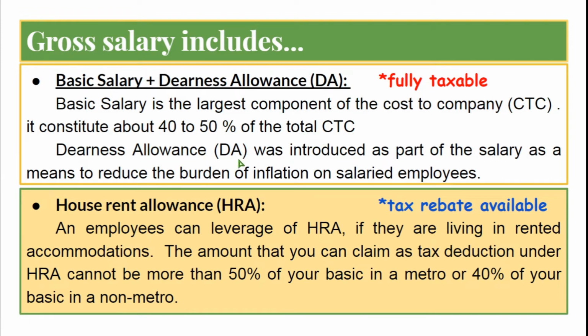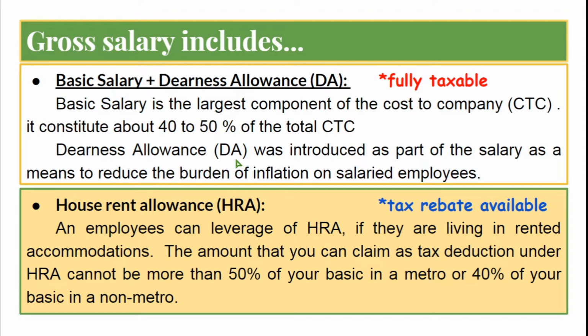Dearness allowance was introduced as a part of salary as a means to reduce the burden of inflation on salaried employees. This amount is usually set to about 5% of the total CTC. The companies and government keep on increasing the DA to offset the inflation in the economy. And like the basic salary component, it also has an impact on PF, ESIC, etc. The component of salary is fully taxable as on date.